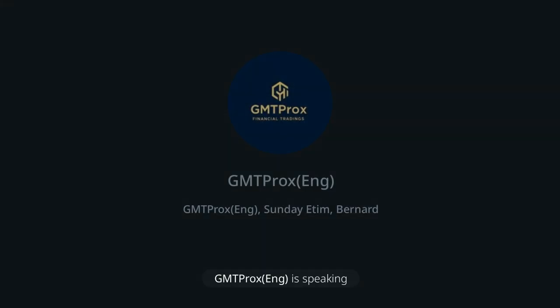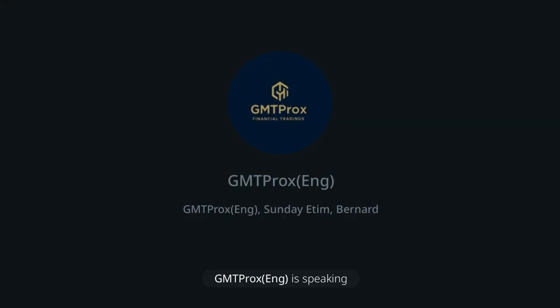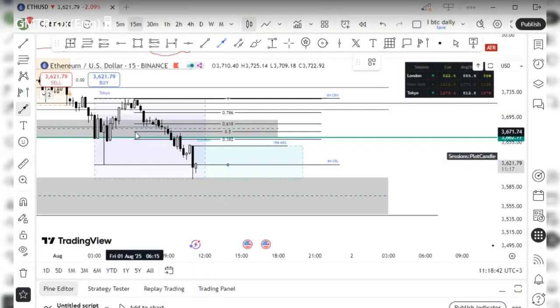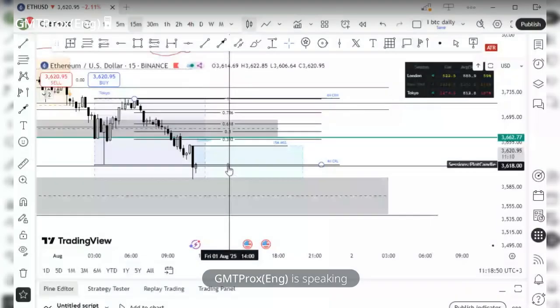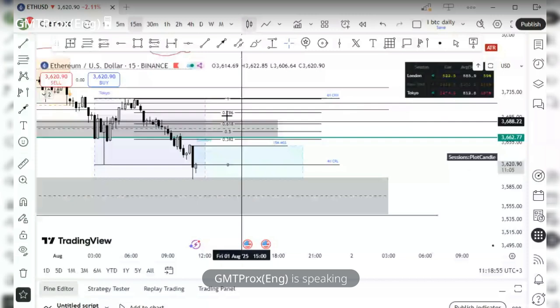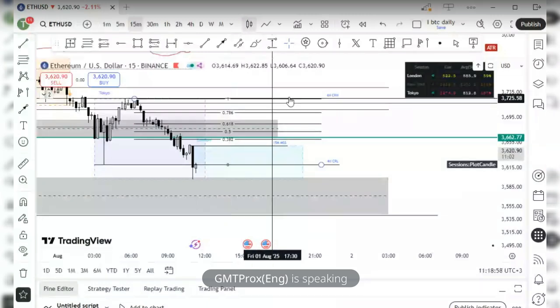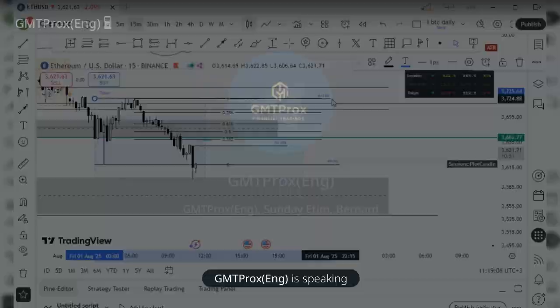Let me do the expansion like this. And then you mark this as 50%. This is called a retracement. The market can retrace 38%, 50%, 61%, 78%, or 100%. So you make sure that you mark it precisely.